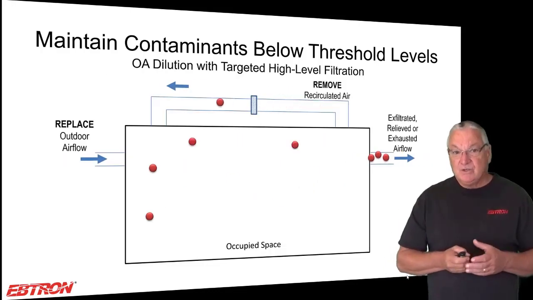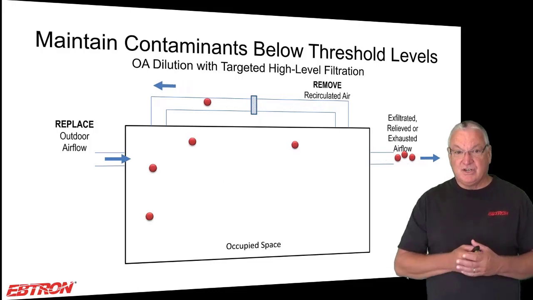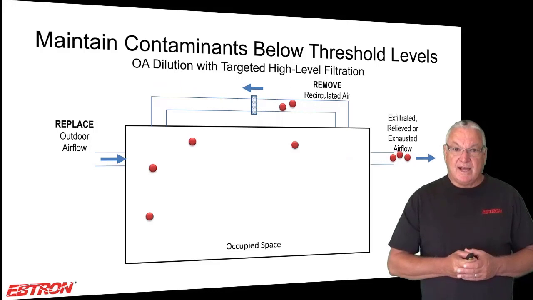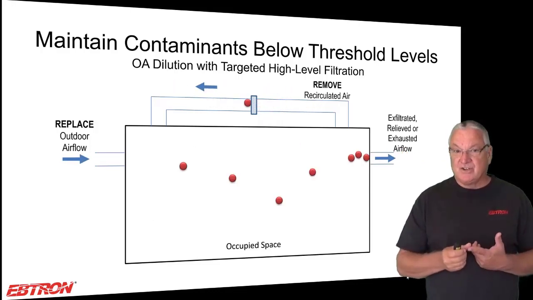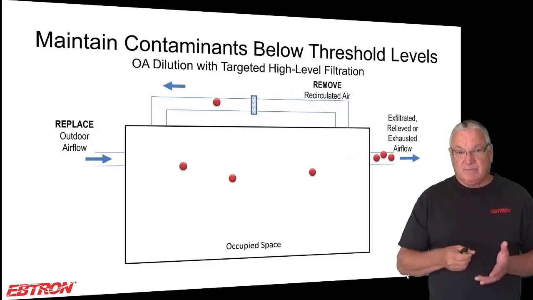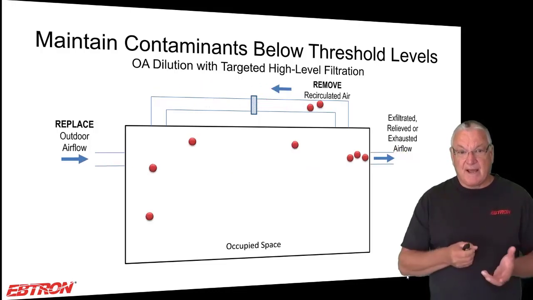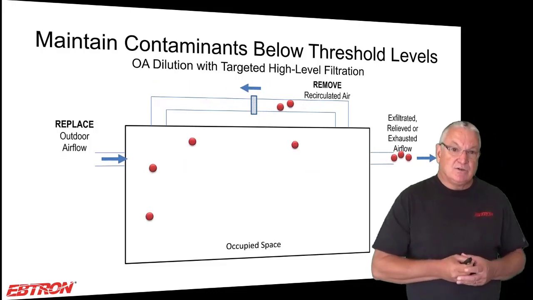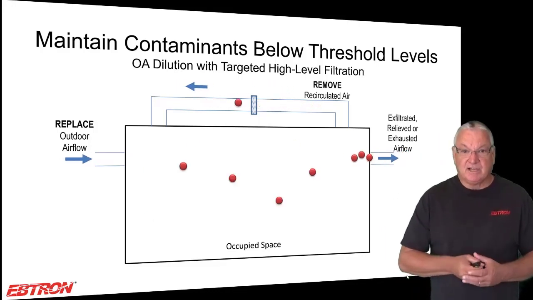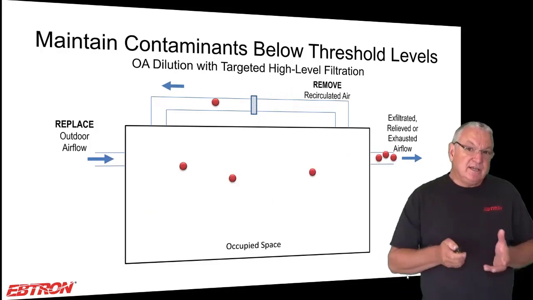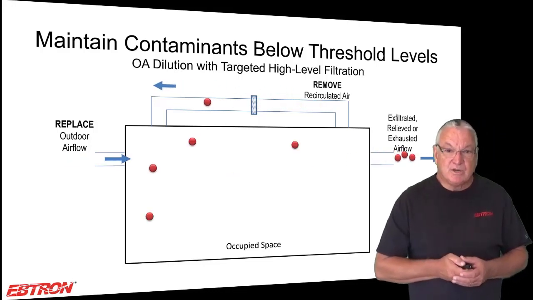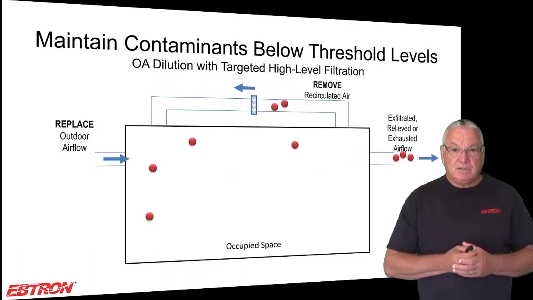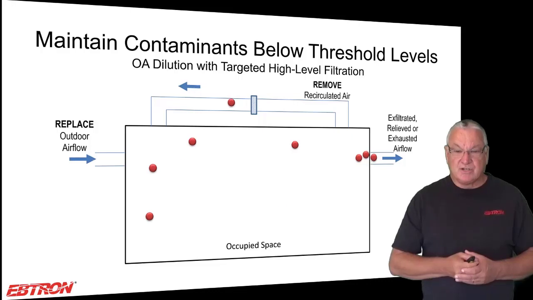How we've dealt with that in healthcare is a combination of targeted high-level filtration and outdoor air. In healthcare, it's basically room air changes. Room air changes are based on how many times the air passes the targeted filtration filter, and outdoor air changes are how many times you are replacing the air. You have to do a combination of both to keep the pollutants and contaminants below your threshold level.